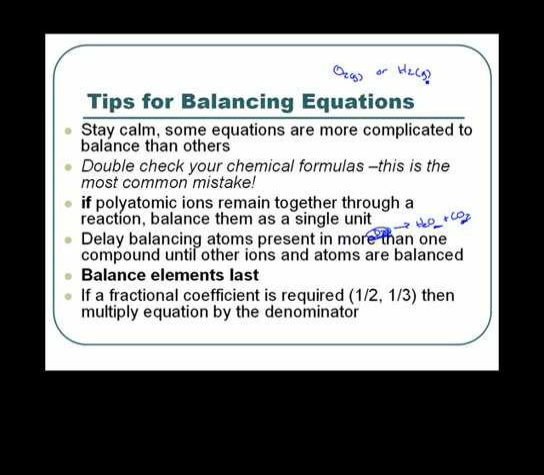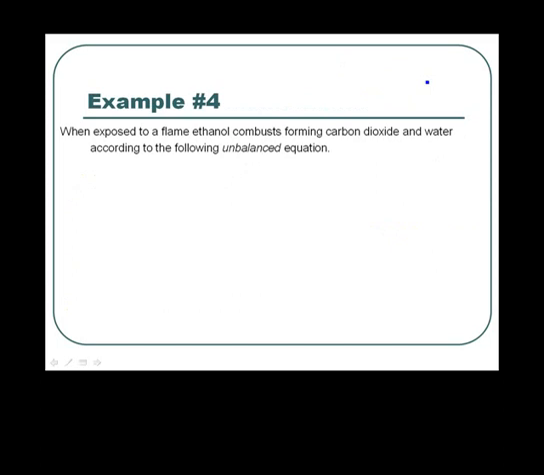If we end up with fractional coefficients, then what we're going to do is multiply the equation by the denominator of that coefficient. And I'll do an example just because it makes it easier. So, when exposed to a flame, ethanol combusts to form carbon dioxide and water according to the following unbalanced reactions. So here, we were given all of our compounds.